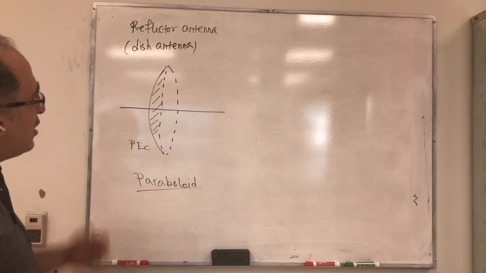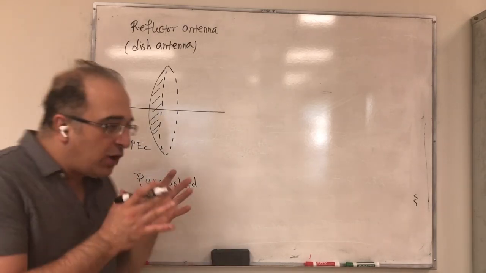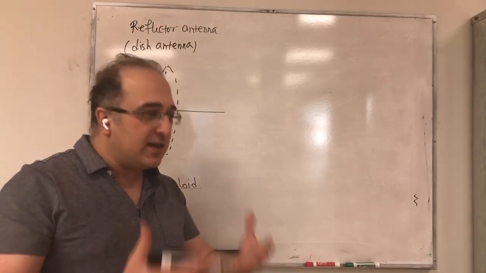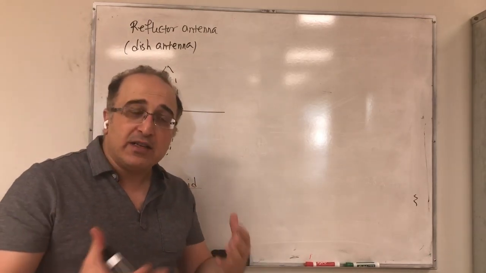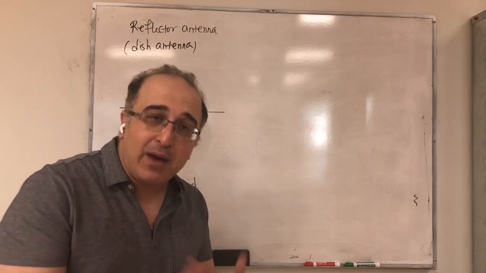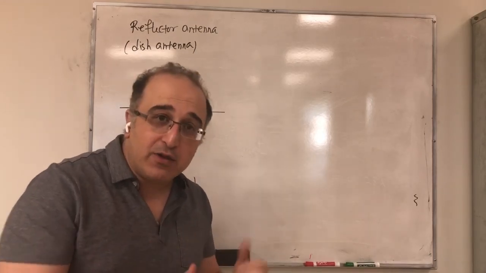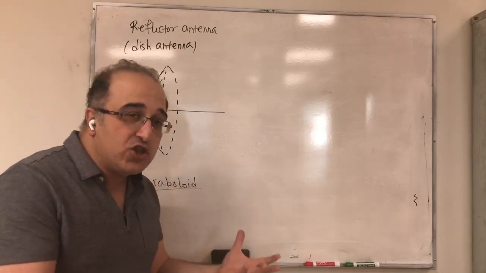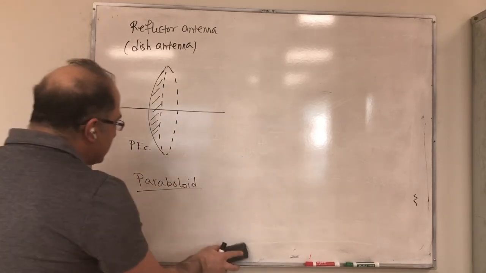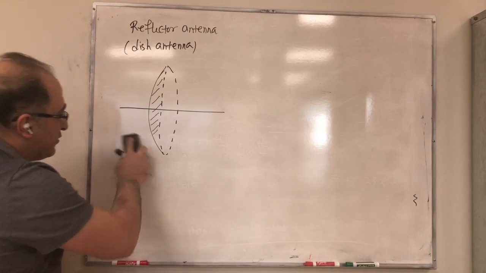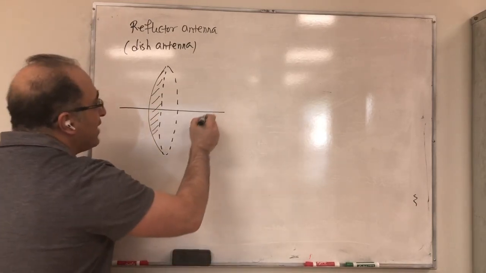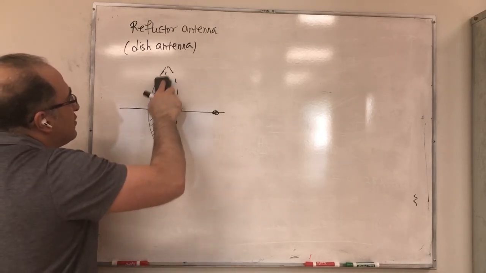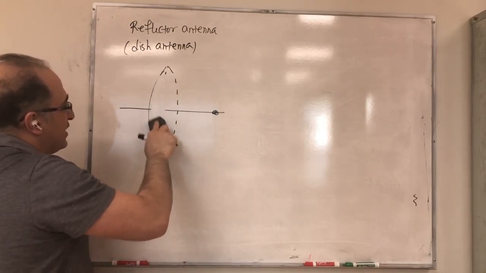So that's our paraboloid. Now, to understand why the paraboloid gives us this benefit of creating a very reasonable aperture, we first need to look at its mathematical equation, so the geometry of this. This is not going to be EM right now, this is the geometry. So let's start studying the geometry of this paraboloid. For that, let me get rid of this to have a better picture.